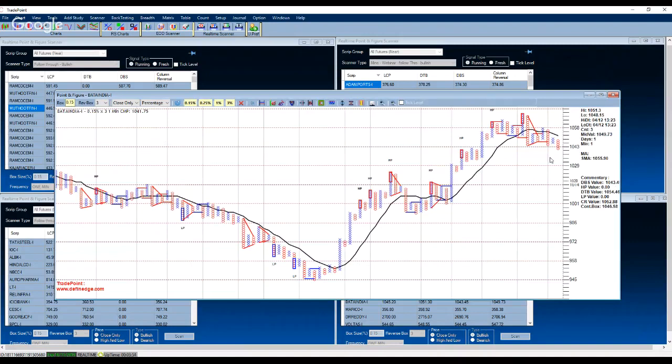So in the case of Bata India, the sell signal has just been triggered. So your stop loss is going to be at 1051.30.